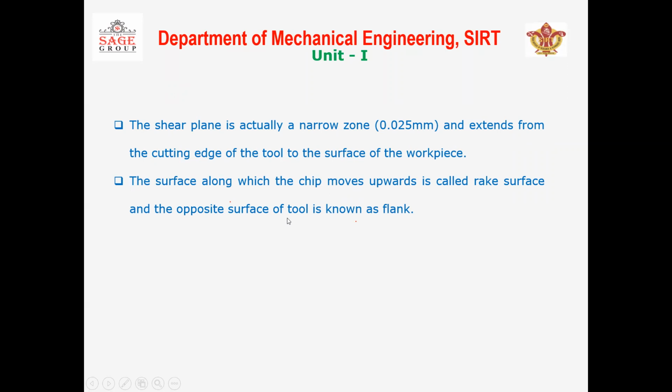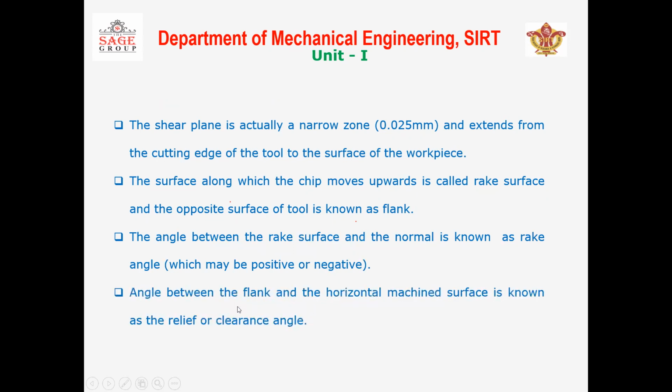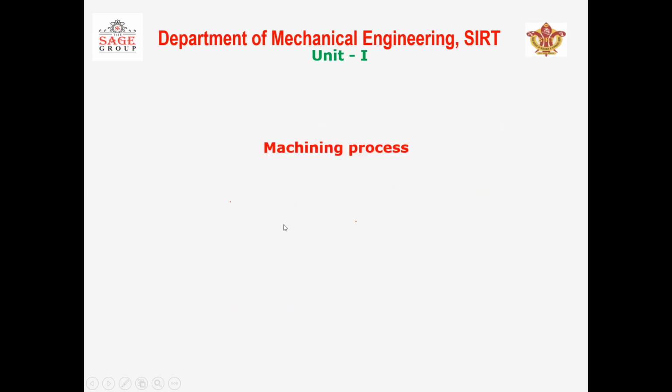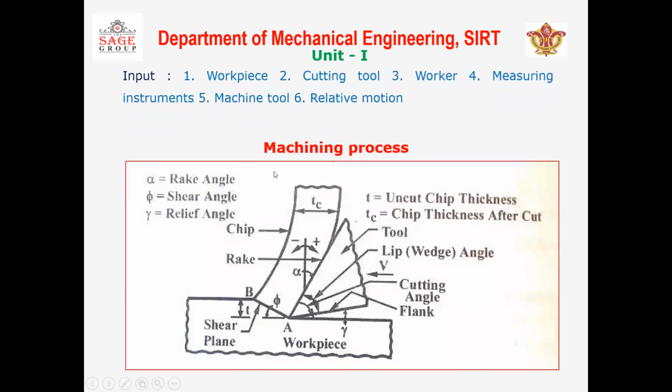The surface along which the chip moves upward is called rake surface, and the opposite surface of the tool is known as flank. Yes, we have seen in the diagram the top surface of the cutting tool on which the unwanted material flows in the form of chips is known as rake surface, and the opposite surface of it is known as flank. The angle between the rake surface and the normal is known as rake angle, which may be positive or negative. The angle between the flank and the horizontal machined surface is known as clearance angle or relief angle. This is the diagram that we have discussed.